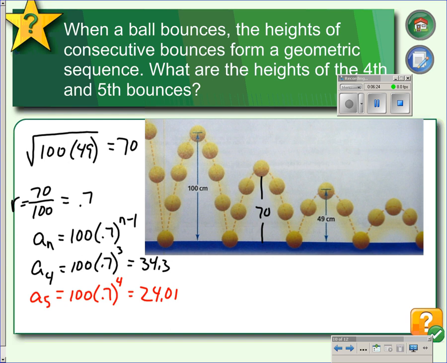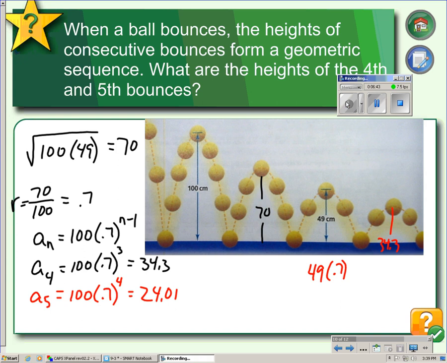So we did this using an explicit formula, but we could have done it with a recursive formula also. If we take 49, multiply it by 0.7, that will give us our fourth bounce here, which is 34.3. Take that answer times 0.7, and it gives you your next bounce. And that finishes lesson 9.3 about geometric sequences.